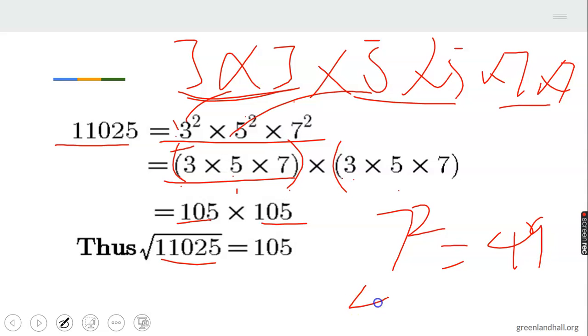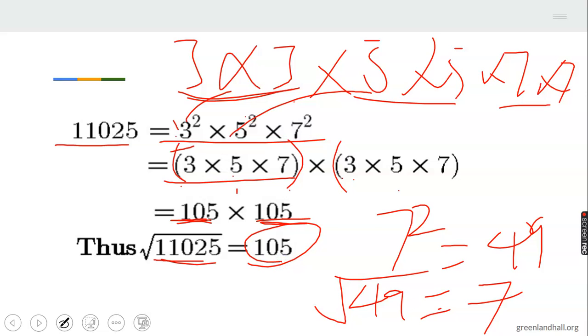Now, to move from 49 again to 7, that means you find the square root, which equals what? 7. Now, we have 105 times 105. Now, the square root of 11,025 will be equal to 105.